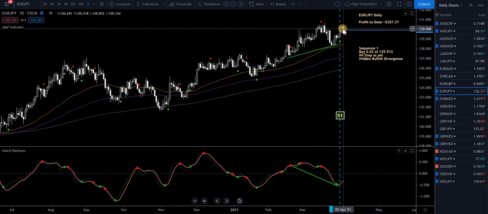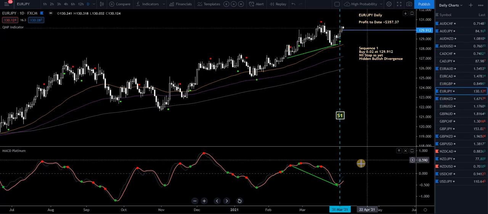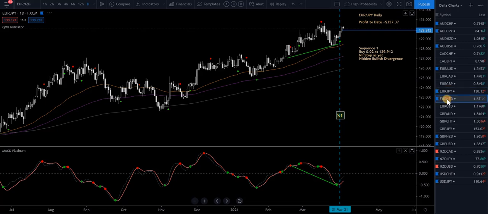In the meantime, we've gone up nicely on Thursday. Friday, we stalled a little bit, going nowhere at the moment. So we're in a buy there with no stop in place. MACD Platinum still below the zero level.